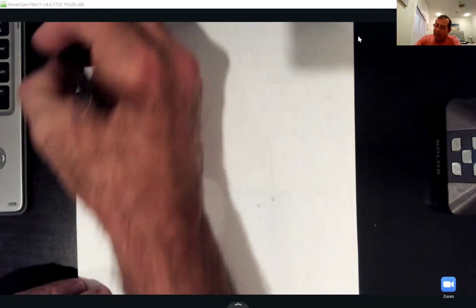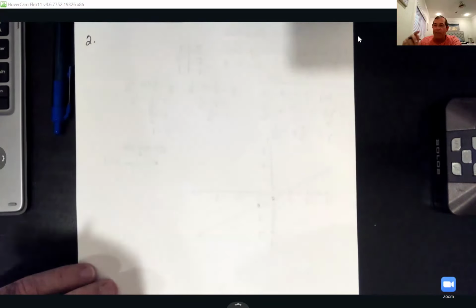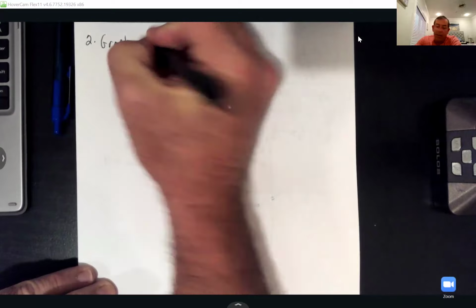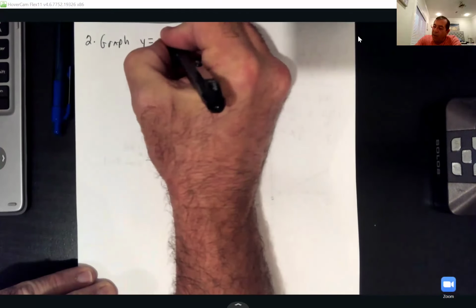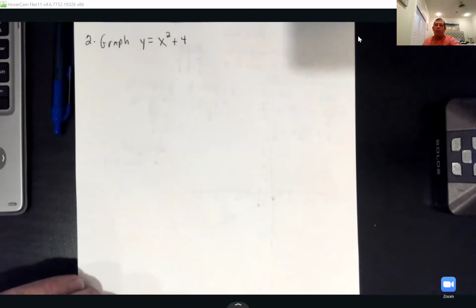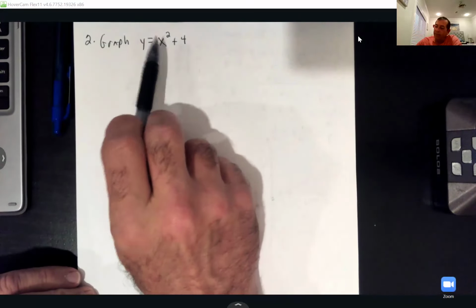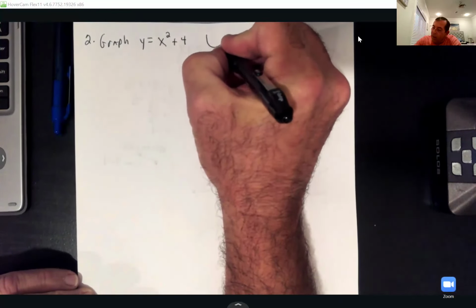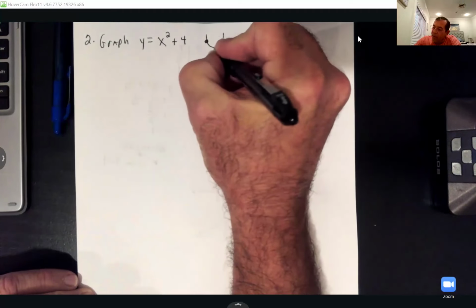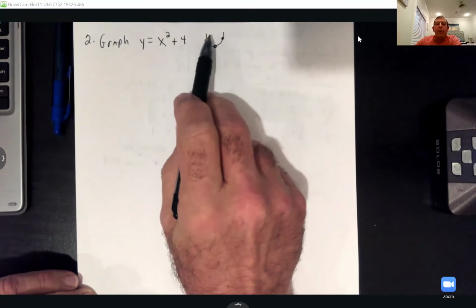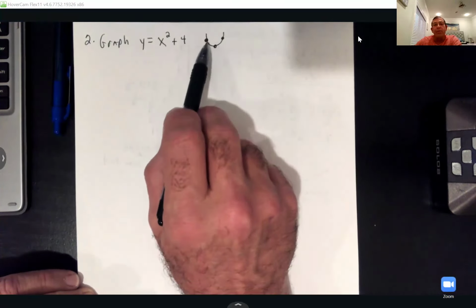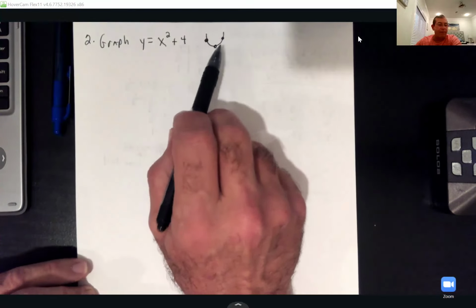All right, y'all, number 2 was the same thing, but this time we're going to graph a different equation. This one, they want us to graph y equals x squared plus 4. You see that x squared right there? That's going to alert you that that graph will end up being a parabola, either facing upwards or opening downwards. But this one needs 3 points on it to graph.